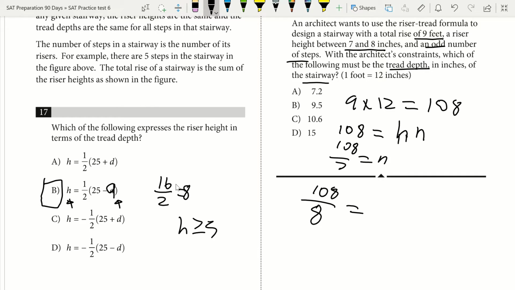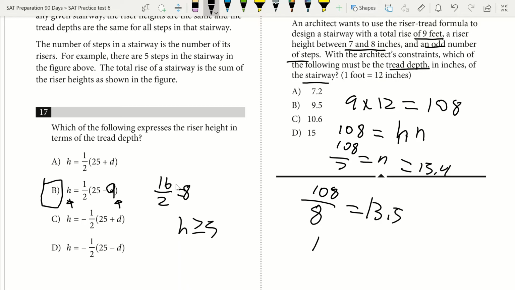We got 108 over 8. That's going to give us 13.5. Keep in mind we have to have a whole number. And then we have 108 over 7, and that's going to give us 15.4. Okay, now we need an odd number. What is the only whole odd number between these two? Well, that's going to be 15, because 14 is even, so 15 is going to have to be n.